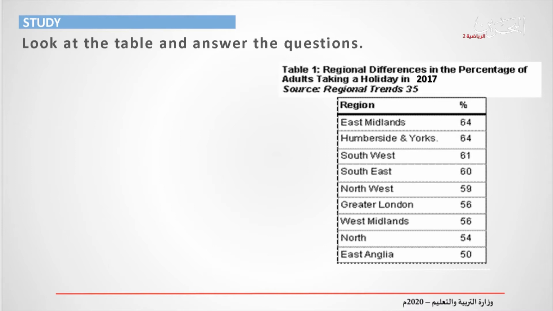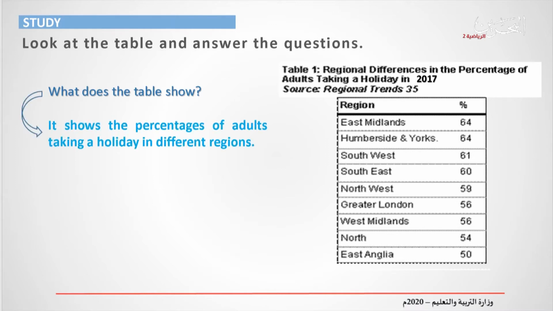So, look at the table and answer the questions. We have a table that shows the regional differences in the percentage of adults taking a holiday in 2017. What does the table show? Take a minute and think about it. It shows the percentages of adults taking a holiday in different regions.